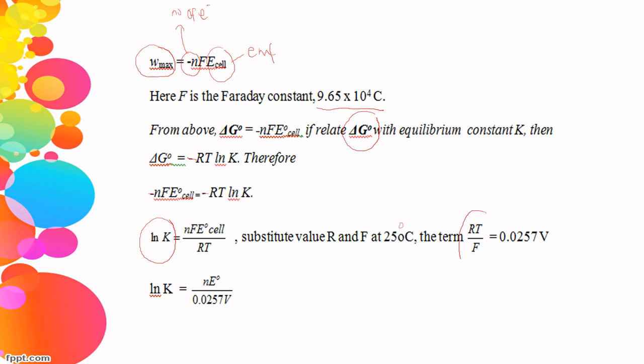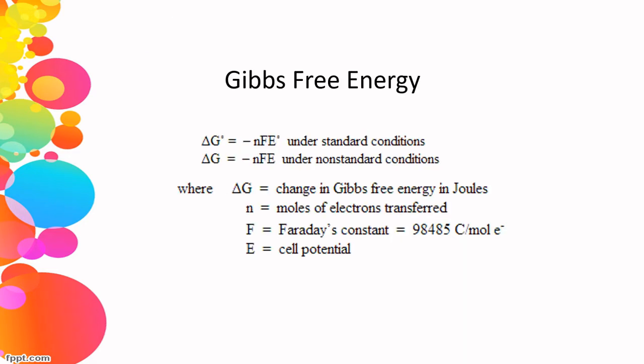So the term RT divided by F is 0.0257 volt. So finally, ln K is equal to nE naught cell divided by 0.0257 volt.